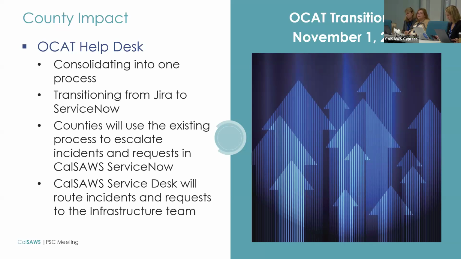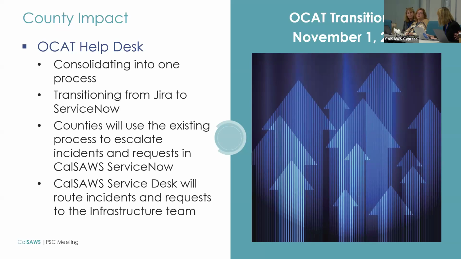We are going to be moving the access to the OCAT help desk to that same service desk. So your staff will now use one process to access help desk services from CalSAWS, including OCAT. And there'll be a CIT on its way to you no later than Monday, which will also detail this out as well. And then the CalSAWS service desk will be picking that up.